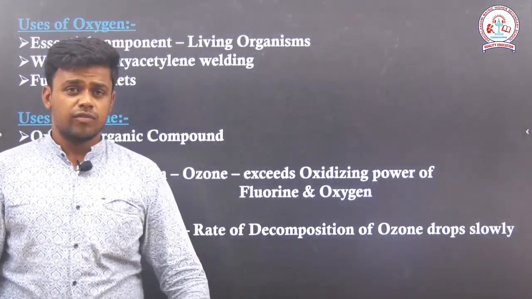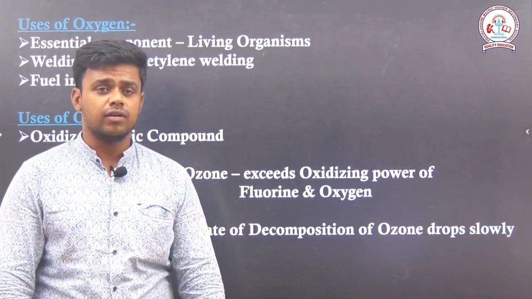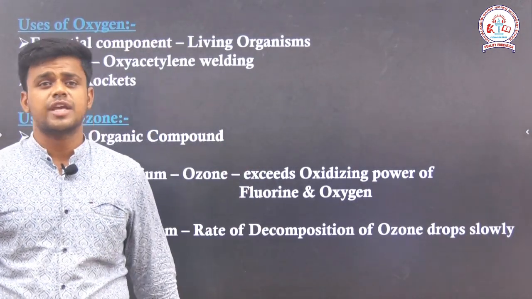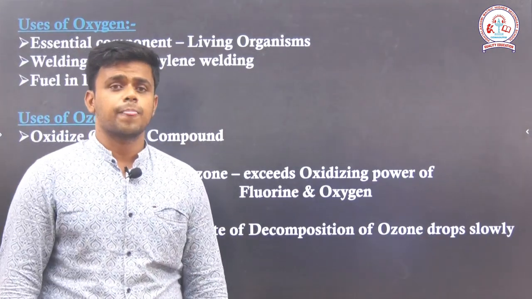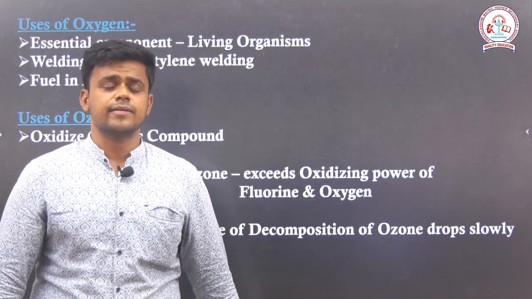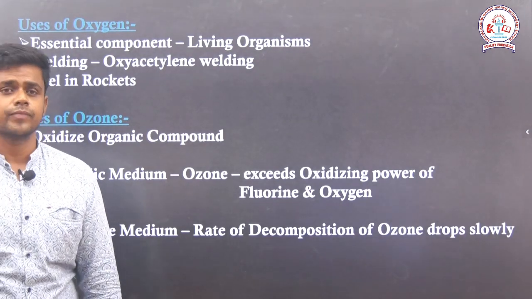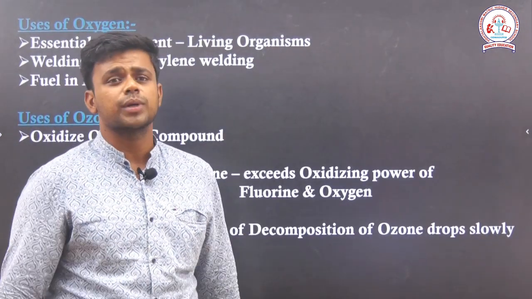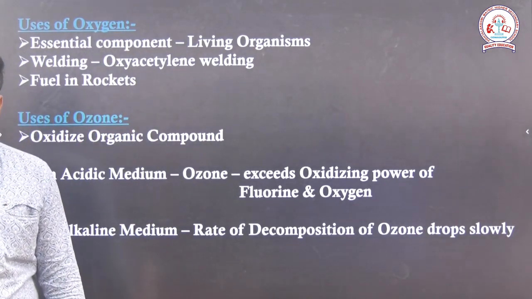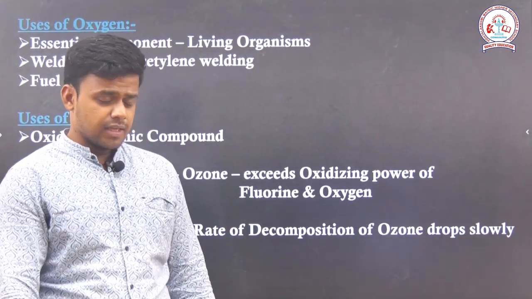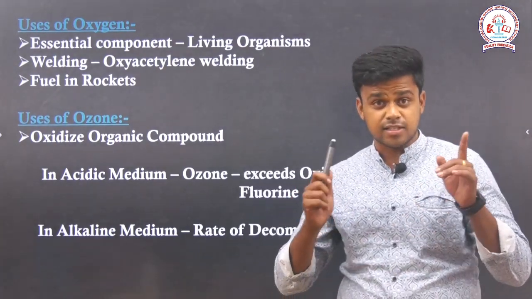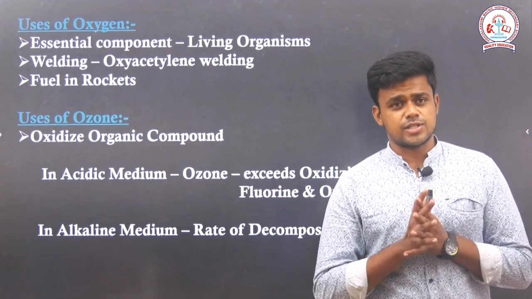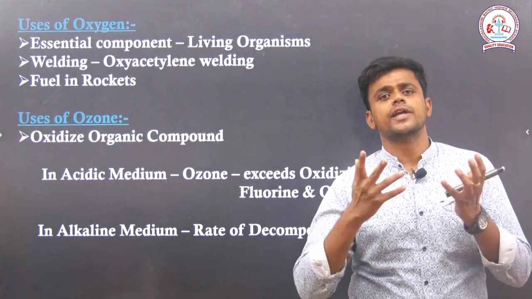Uses. For humans to live, and not only humans, even animals and living organisms, oxygen is a very important one. Then in oxyacetylene welding, it is a very definite component. Then as fuel in rockets, it has been widely used. So, these are the uses of oxygen. Then the use of ozone: ozone has a good oxidizing nature, as we have just seen. It is a good oxidizing agent, so it can oxidize even organic compounds.